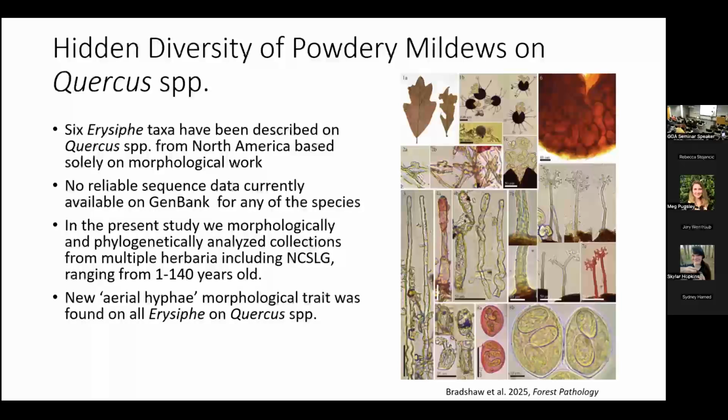This is a morphological feature that had never been seen before: these aerial hyphae. Hyphae are the vegetative state of the fungus, and usually they're like a mass of mycelium over the leaf. But for some reason on oaks, they make these hyphae that go straight up in the air, these aerial hyphae. And they had never been reported before.